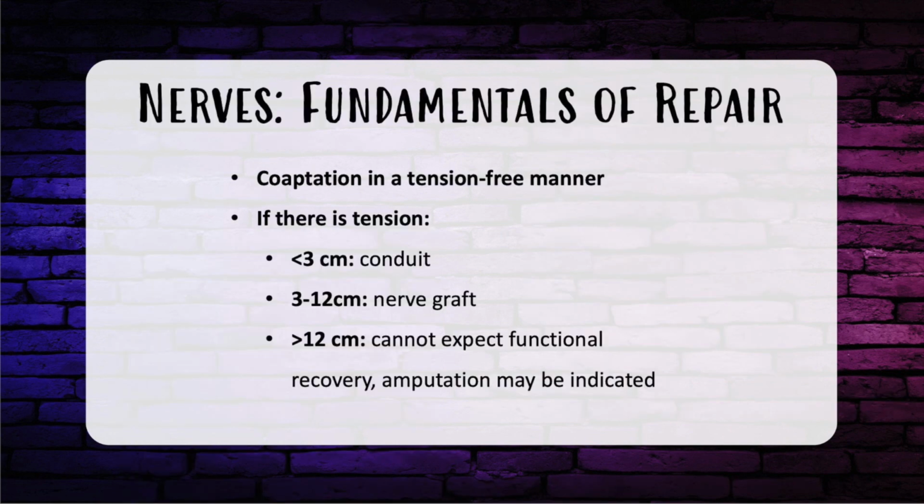All right, now moving on to nerves. We'll cover the anatomy, injuries, and how to treat injuries. Let's start off talking about the fundamentals of nerve repair. This includes coaptation in a tension-free manner. If there is tension, nerve grafts or conduits are indicated.